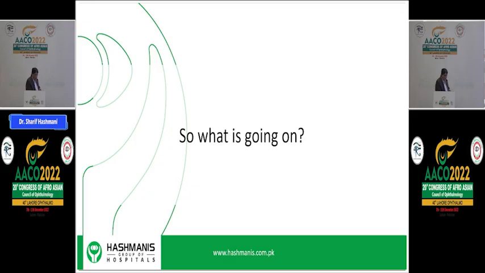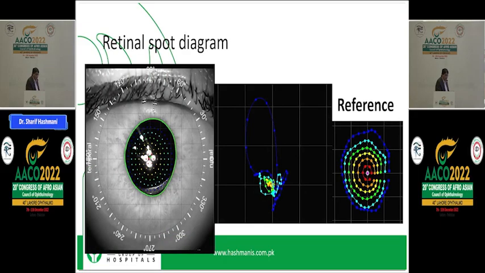So what's the problem? We did the retinal spot diagram. This is the reference of the spot diagram. This is how a normal spot diagram looks. And in this patient, you can see we didn't find anything on Zernike's. We have to keep in mind that not every light dispersion can be picked up by Zernike's model. So this is one of them.